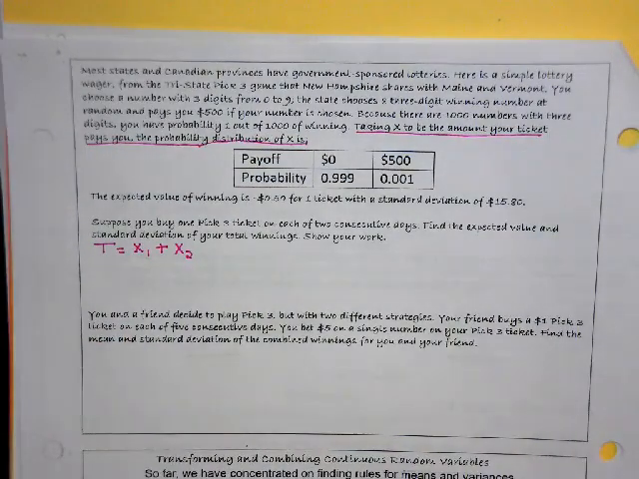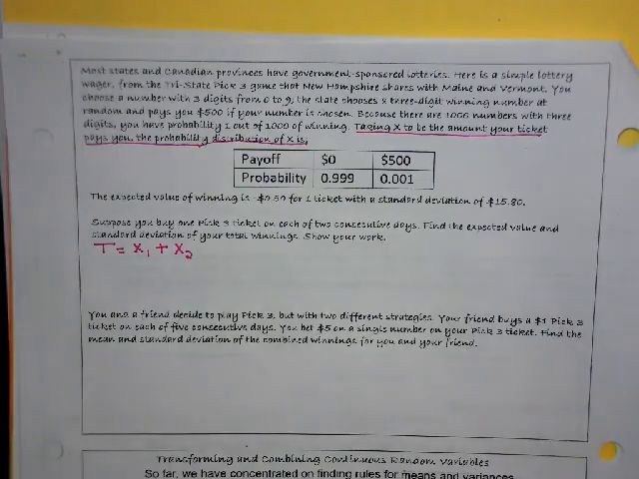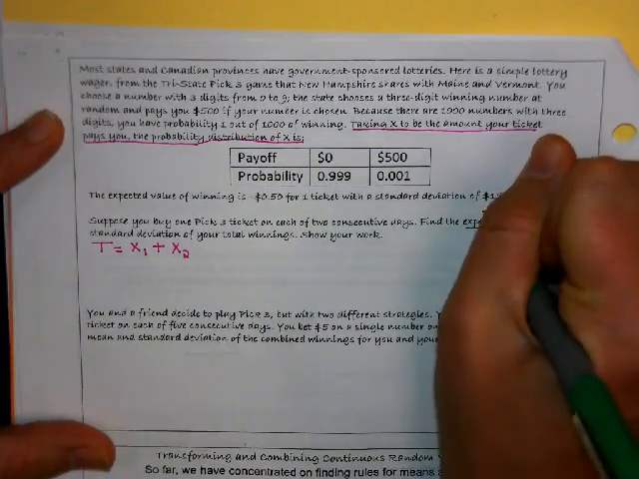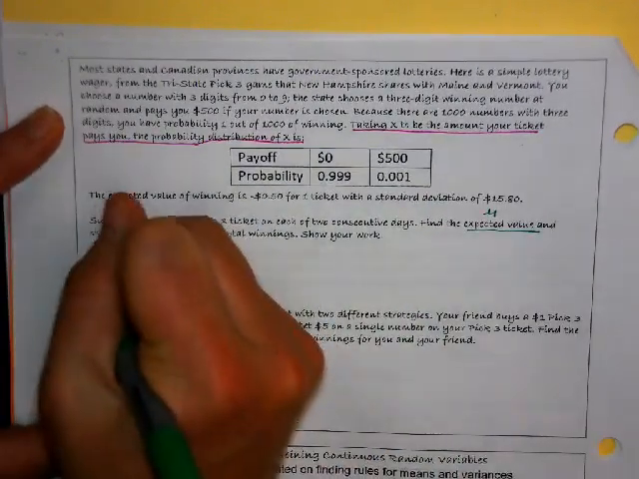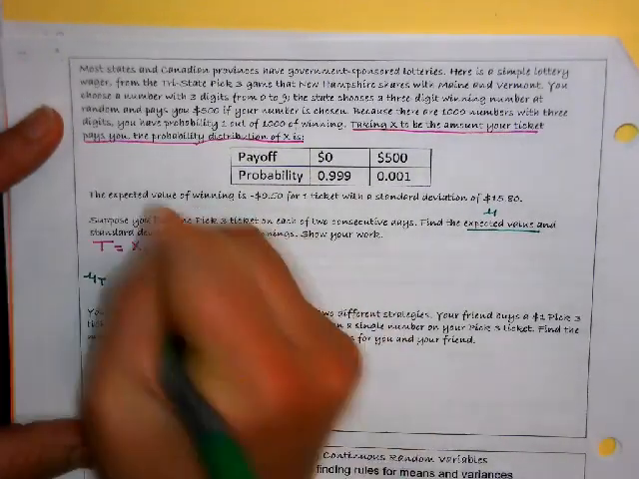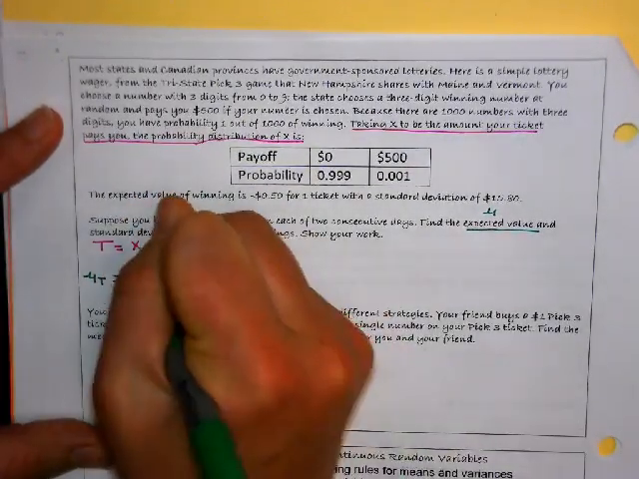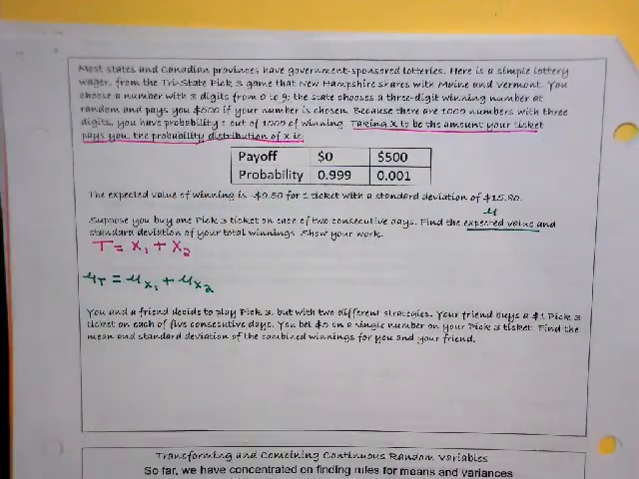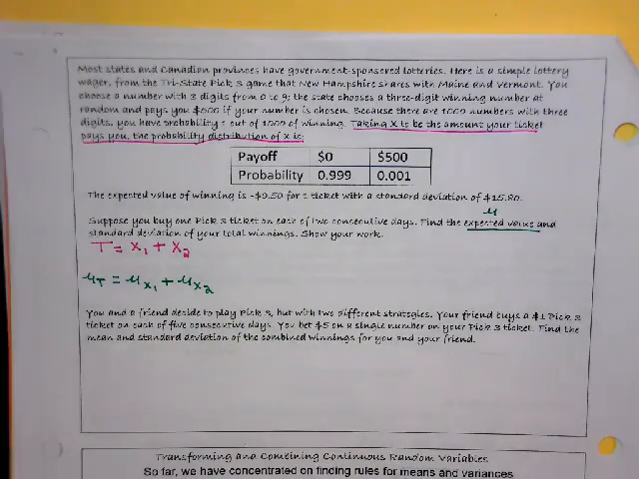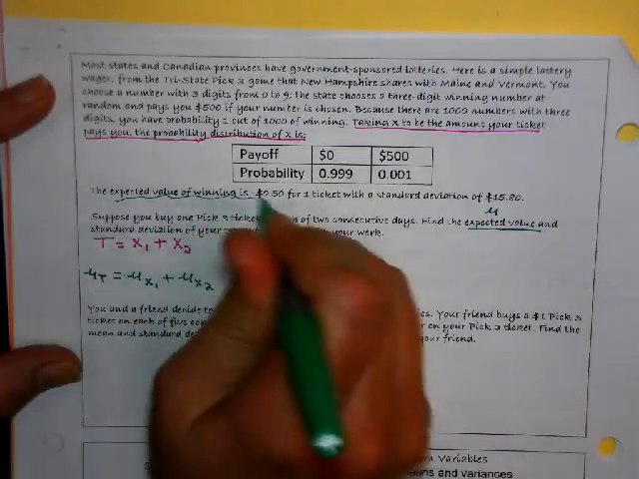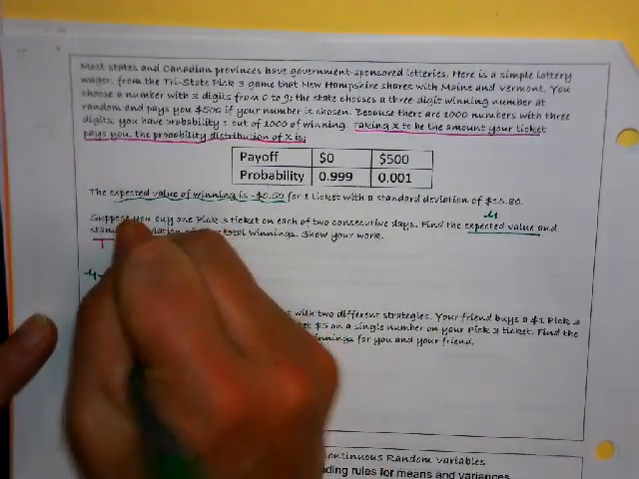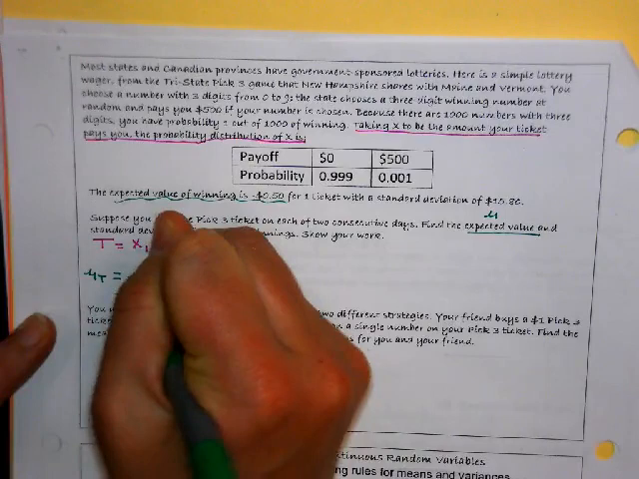So if we want to find the expected value of t, remember expected value is just a new way to say the mean. So if we want to find the expected value of t, or the mean of t, we're going to take the mean or expected value for the first ticket plus the mean or expected value for the second ticket. They tell us the expected value of winning is actually losing 50 cents. So if we buy 2 tickets in a row, we would expect to lose $1.